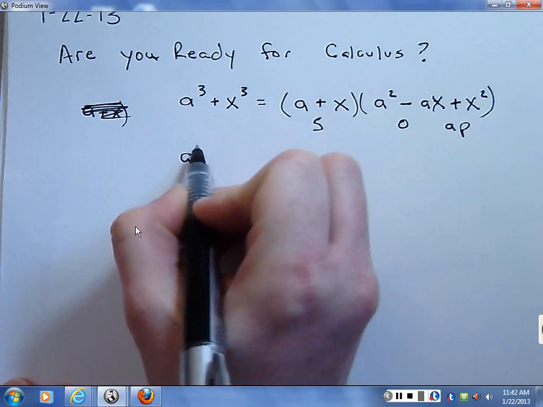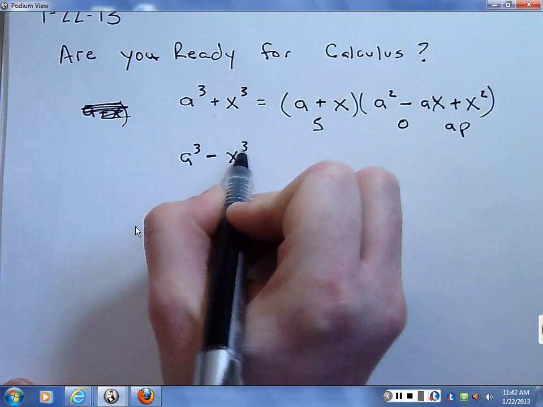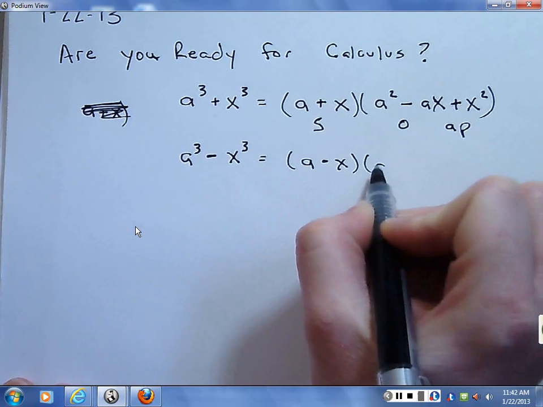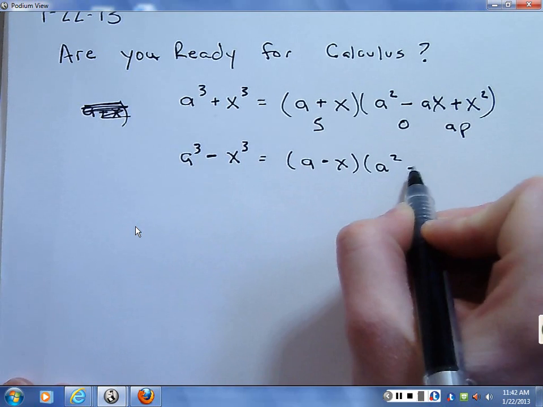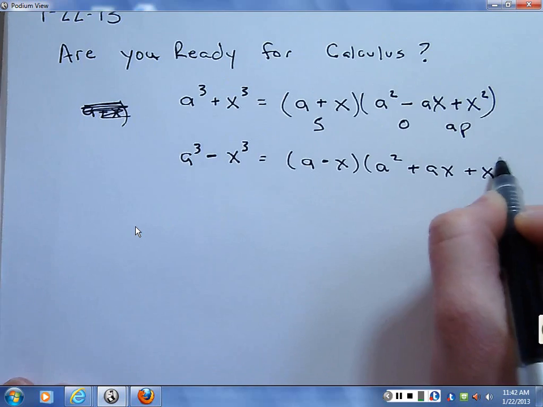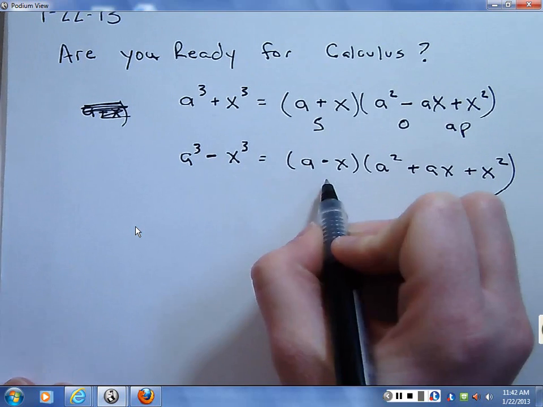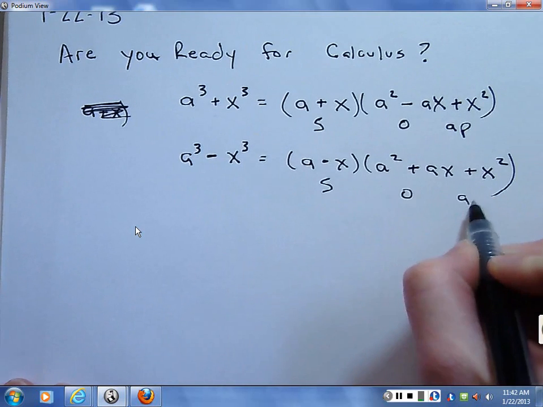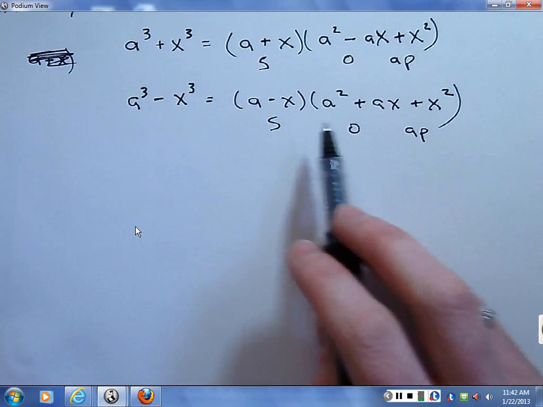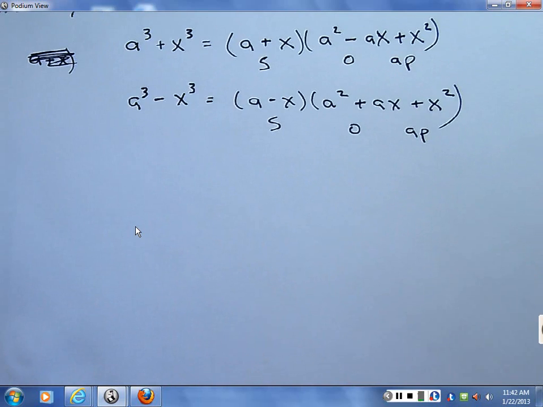So if I do A cubed minus X cubed, that's going to be A minus X, A squared plus AX plus X squared. So if you remember SOAP, you remember same, opposite, always positive. And this is for the sum of cubes or the difference of cubes.